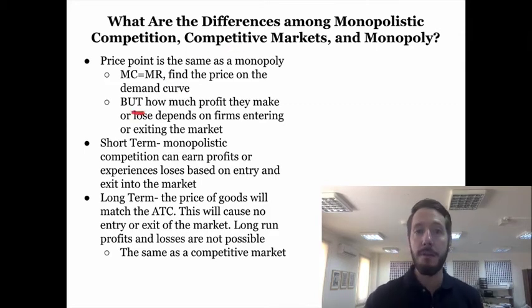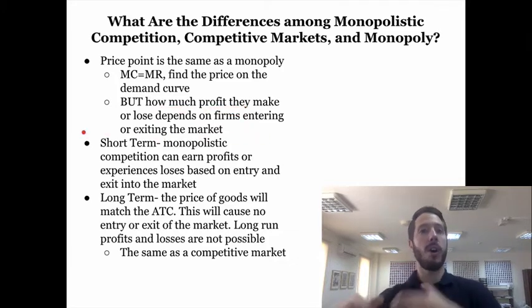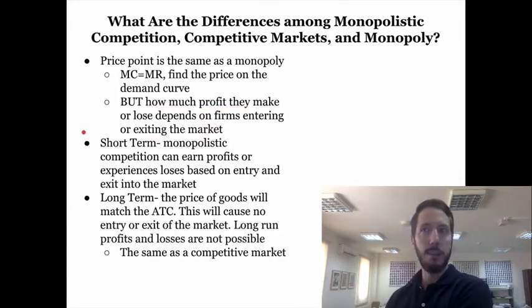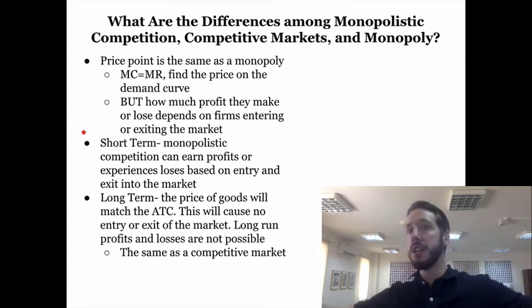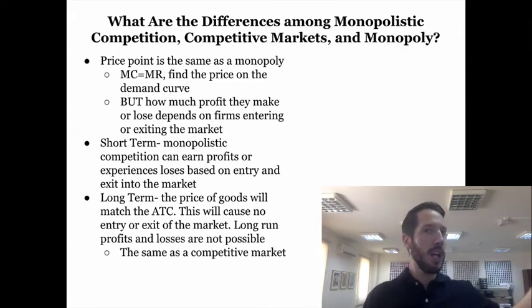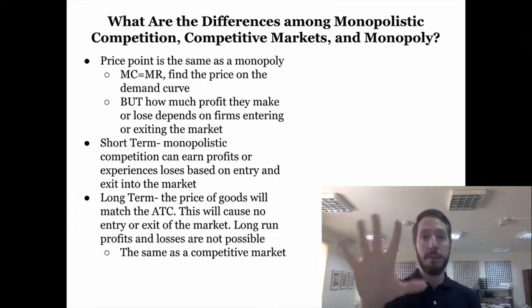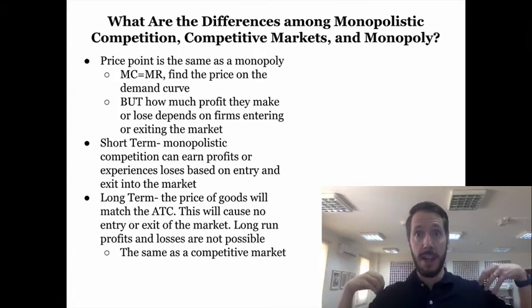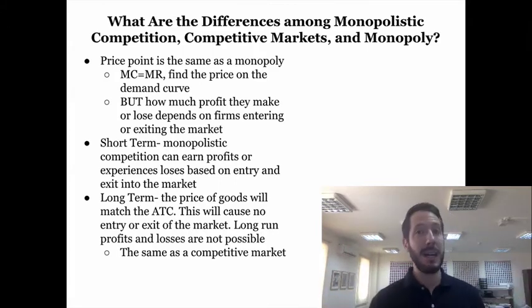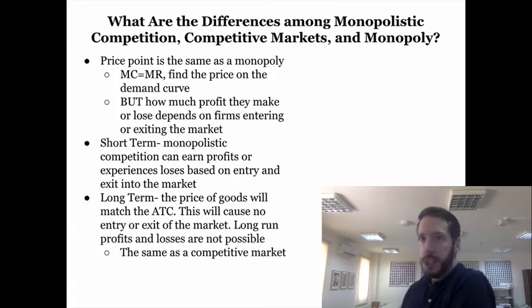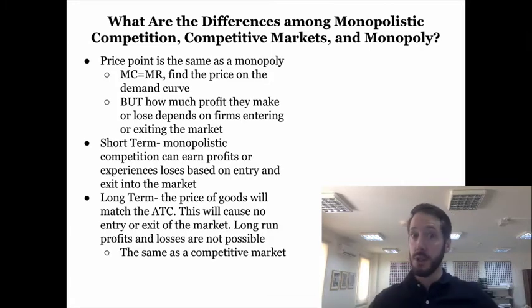But how much profit monopolistic competitive firms make or lose depends on how many firms enter or exit the market. If I have less competition, I can still have that differentiated product, but more people are coming because they have less options. But if I'm in a food court and there were 5 restaurants, and all of a sudden there were 50, I'm not making as many profits, even though I have a differentiated product, because there are more options for people.